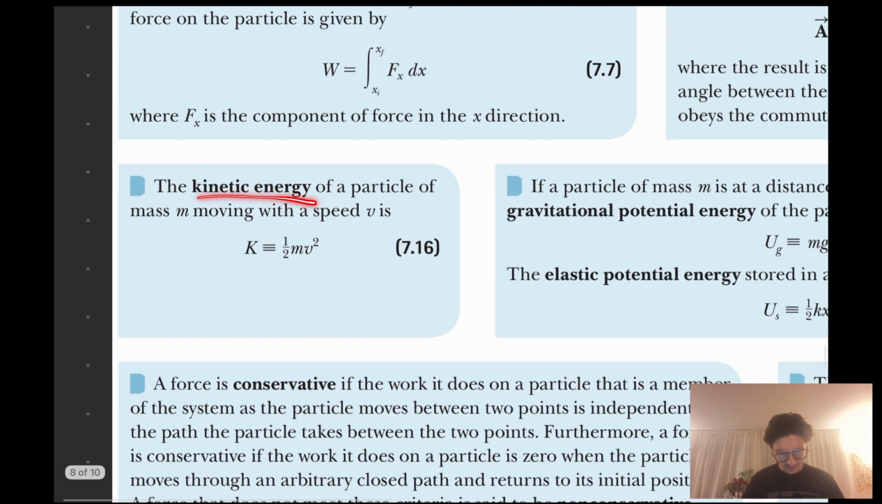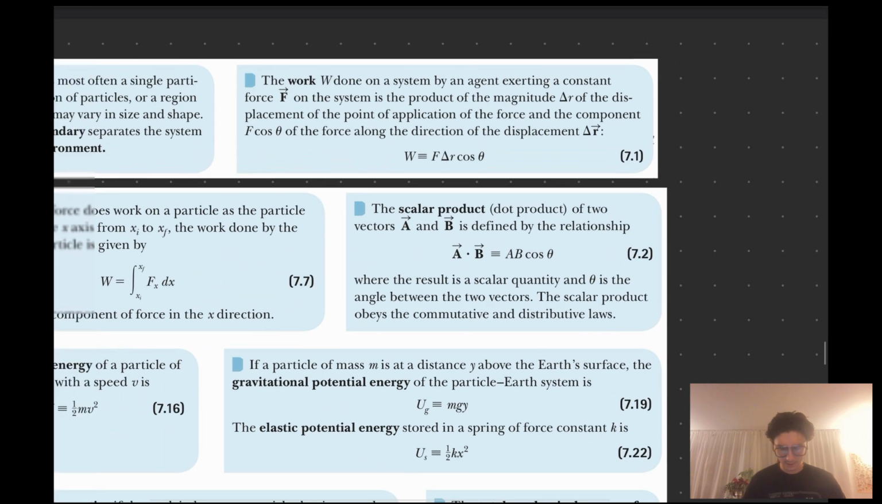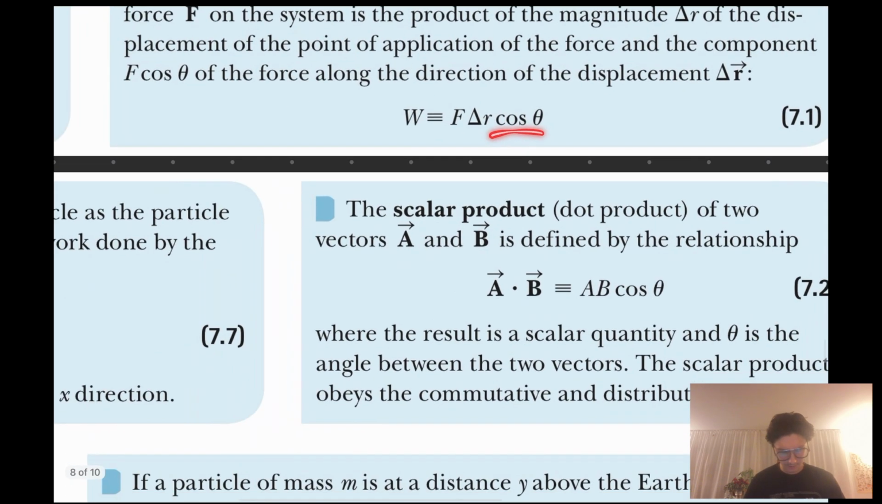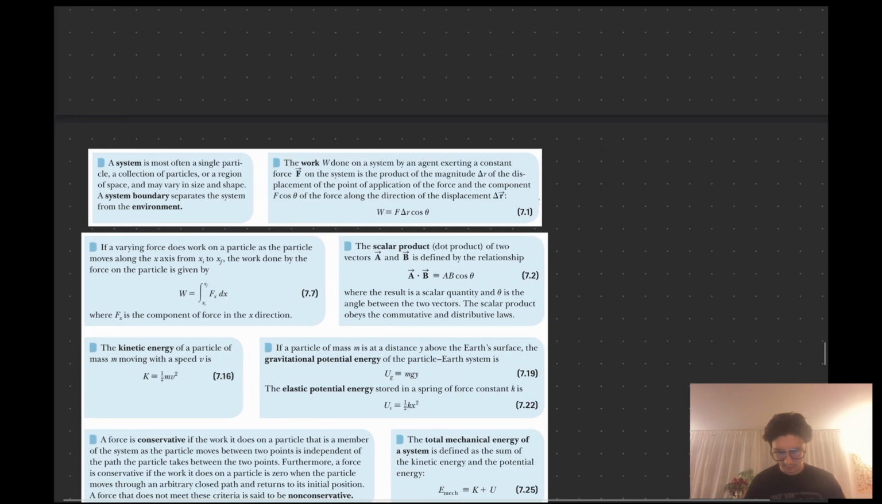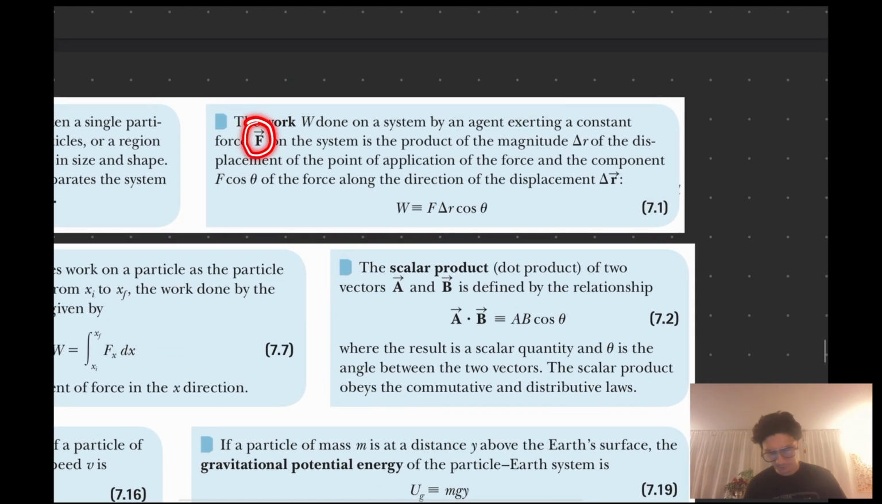Cool. Kinetic energy of a particle of mass m moving with a speed v is this. Okay, cool. So we have work and we have kinetic energy. These are two things on the equation sheet. Nice. The scalar product, or dot product, of two vectors A and B is defined by this relationship. And there's a cosine theta here, and I remember there was also a cosine theta that appeared in the work equation. So they're introducing the dot product because work can be written as the dot product, because it is a product of two vectors, the displacement and the force.